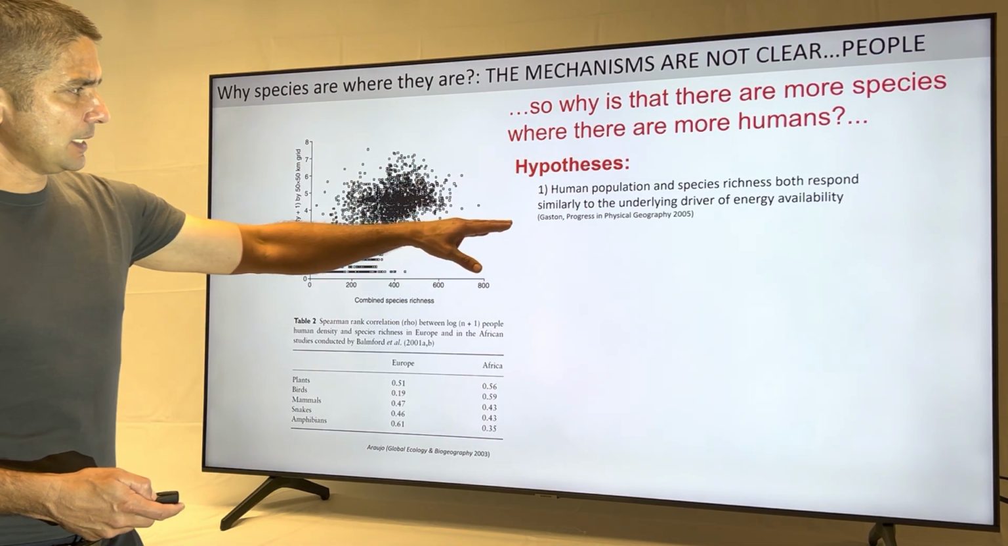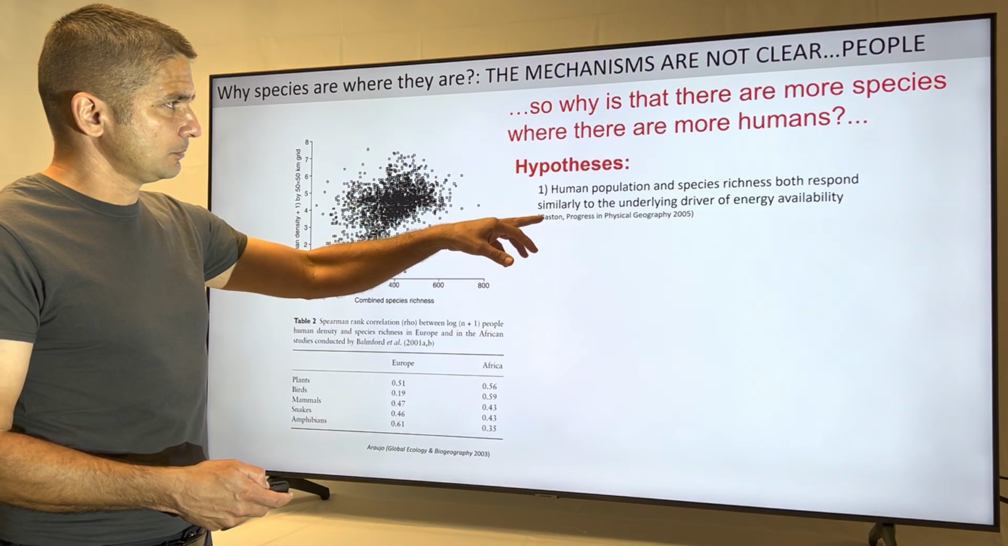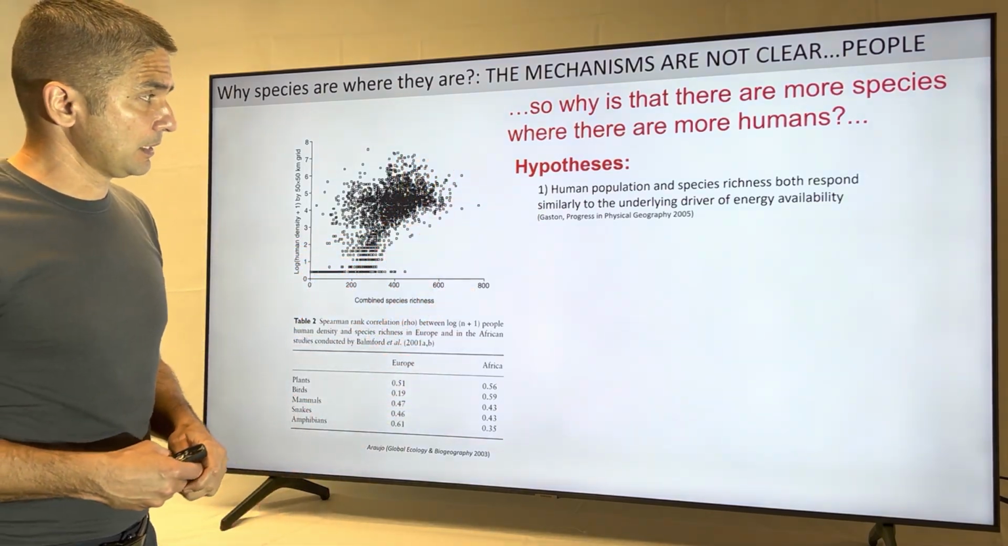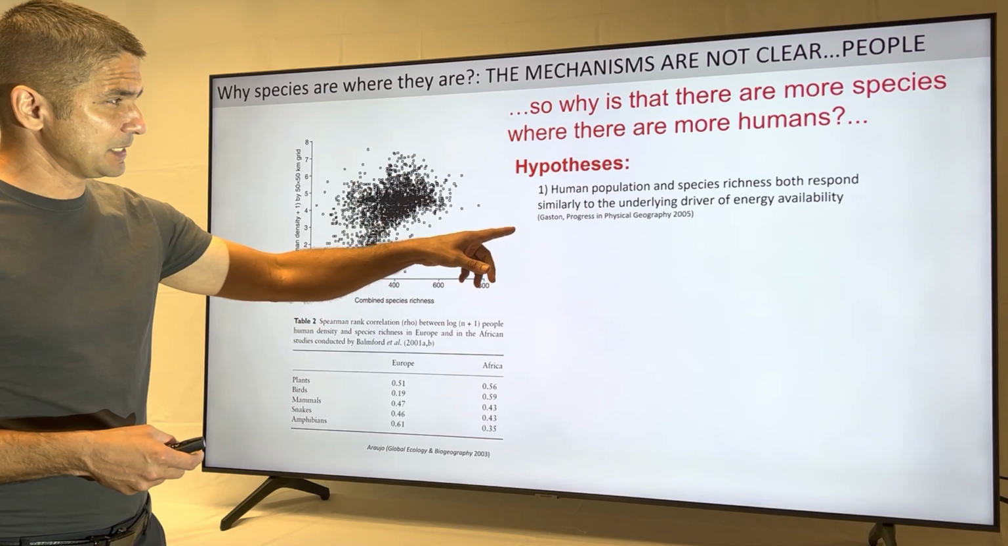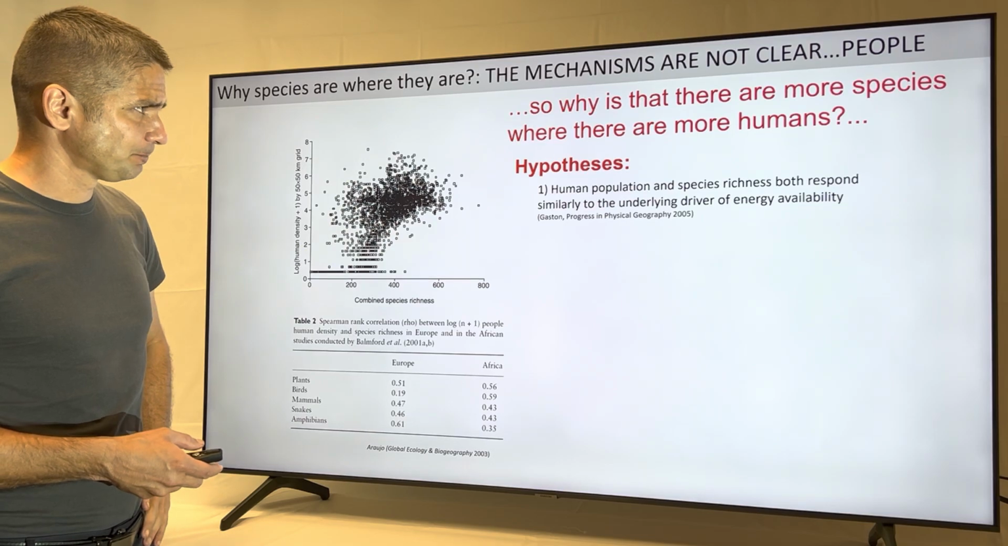There is a professor called Kevin Gaston from the UK. I have published a couple of papers with him. Super nice guy to work with, and he's like a rock star in his science, especially in biogeography. He has a very nice paper where he analyzed the likely explanations for this pattern.